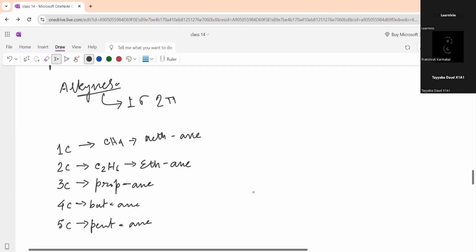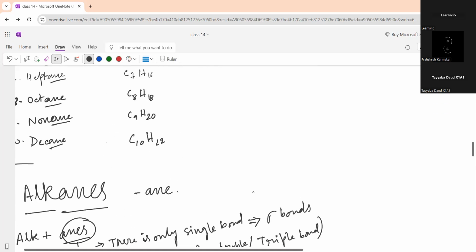So you are understanding that this ane part came because there was only one sigma bond, that is, there were no double bonds or triple bonds. And this meth, eth, prop, but, pent part came depending upon the number of the carbon. Okay. So we will make one box now.